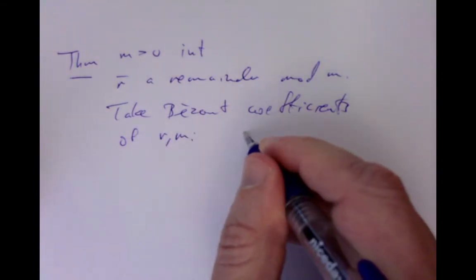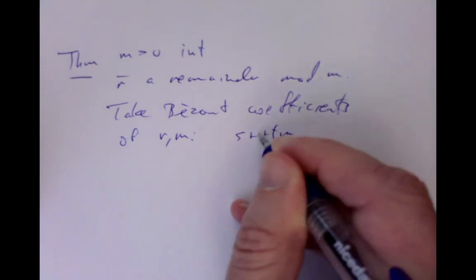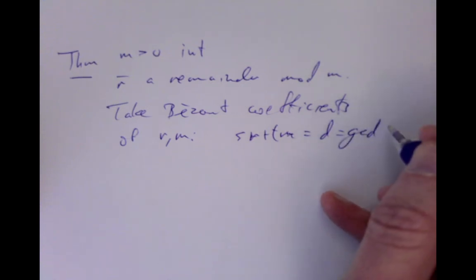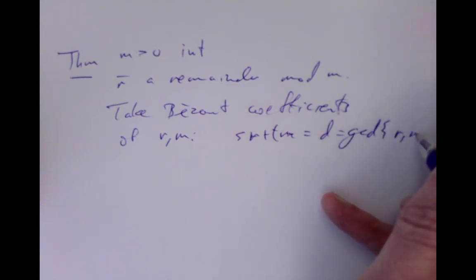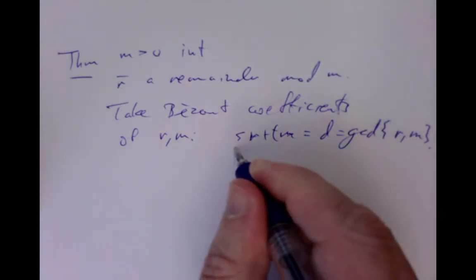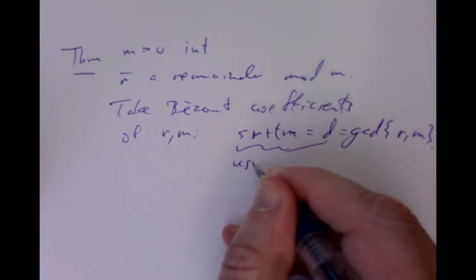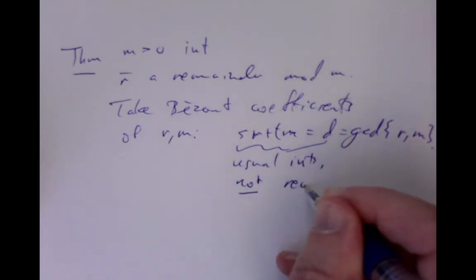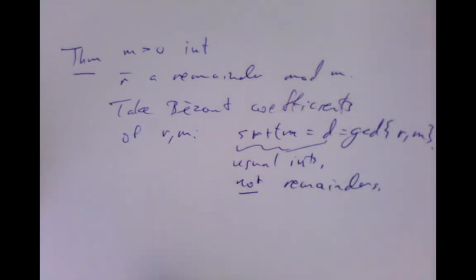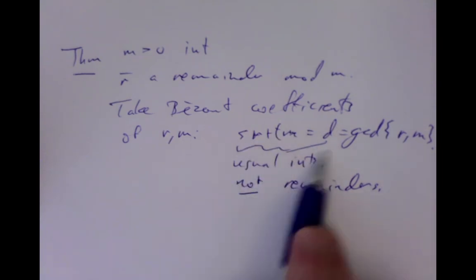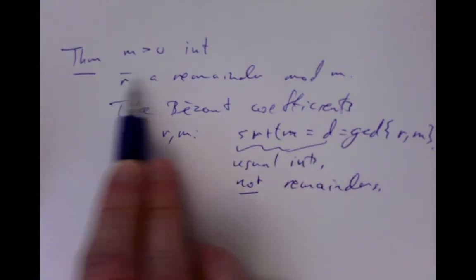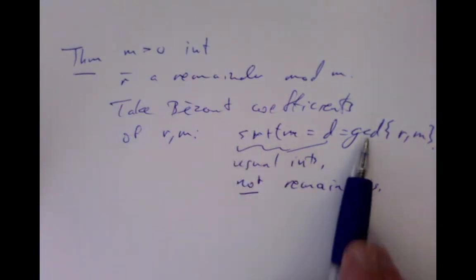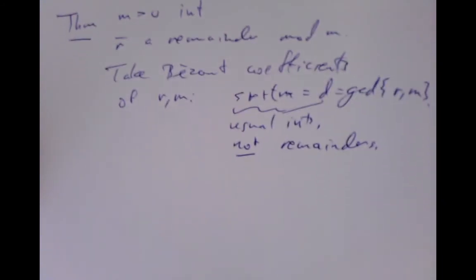So we write that SR plus TM is D, let's say, the GCD of the numbers R and M. And these are usual integers, not remainders. We've been working with remainders and their arithmetic, but usual integers, of course, have their own arithmetic, and we're working here with integer numbers. That's why I've written R bar here to remind us it's a remainder, and then I lift the bar off and write R here as an integer with that remainder. So we compute the Bézout coefficients, and we find the following simple result.